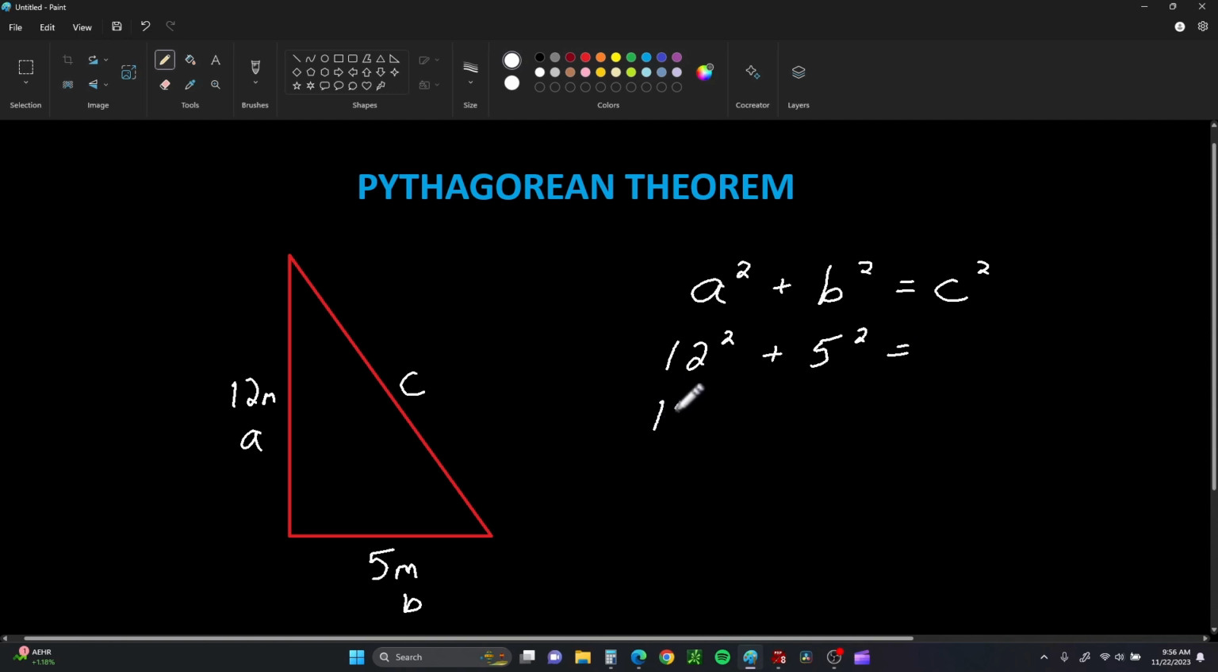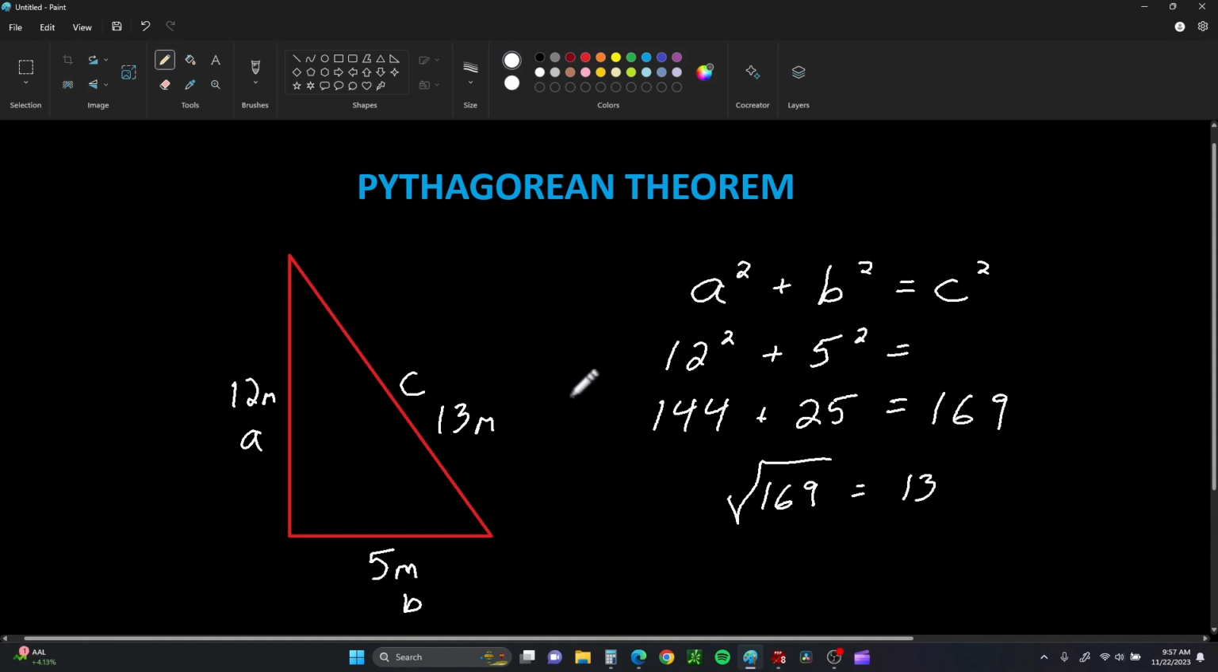12 squared is 144. 5 squared is 25. And when I add them together, I get 169. Well, we're not done, because since these are squares, I need to then take the square root of 169. And the square root of 169 is 13. So the length of this side over here is 13, and don't forget your units, so it's 13 meters.